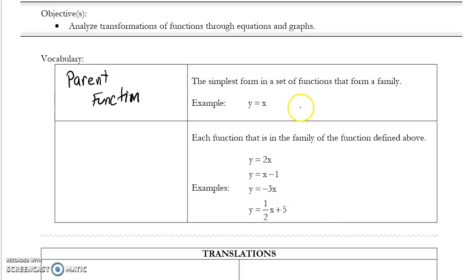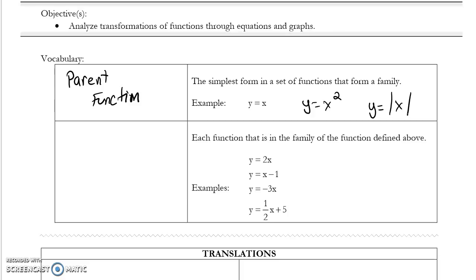The simplest form of a quadratic would be y equals x squared, and we can make changes that form the family. Other examples, just one other one real quick, y equals absolute value of x. That's the simplest form of an absolute value function. We're going to study that in day 2 of this section a little bit in more depth.